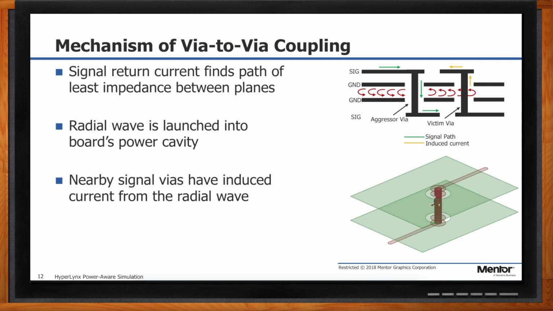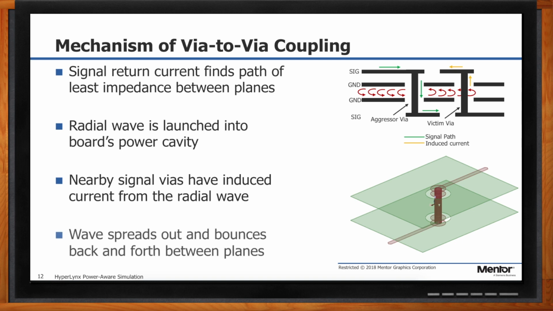And so this current goes through the board, it's current, so it's going to create a magnetic field, and that magnetic field is going sideways in that cavity. And what happens is that that energy just sort of radially propagates out. And if there are any other vias in its path, some of that energy is going to couple into those vias and induce current.